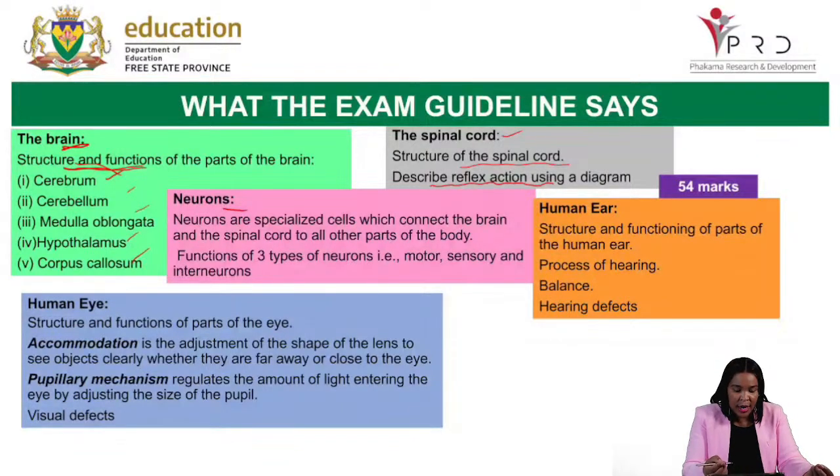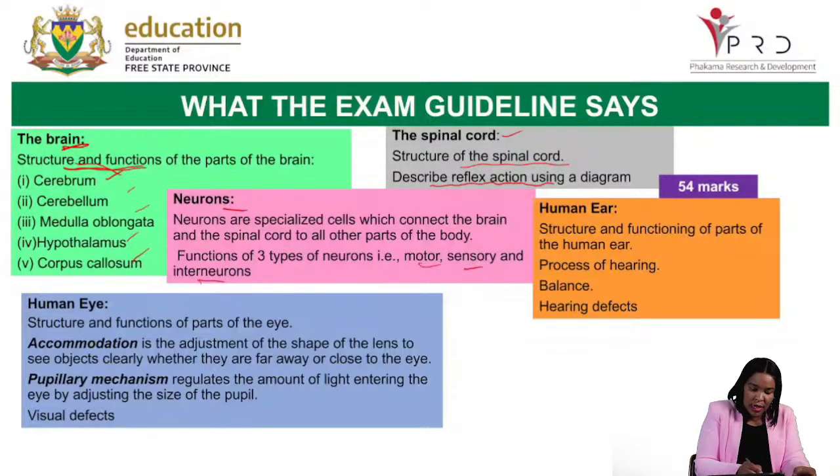And we have 3 types of neurons, and you must know their functions. Those are your motor, your sensory, and your interneuron. And you must be able to tell which one is which looking at the diagrams. Then you must know the human eye. You are still responding to the environment through the eye. Know the structure and functions and the parts of the eye.